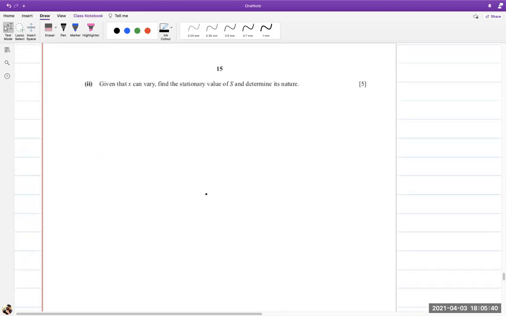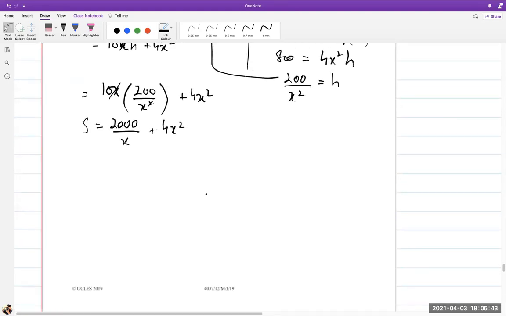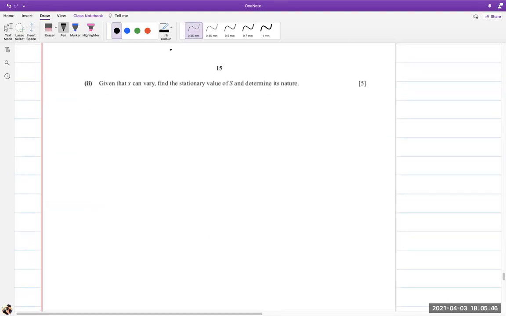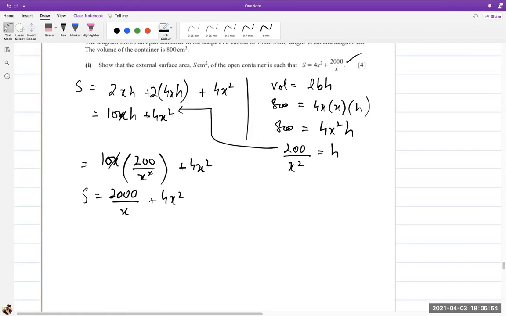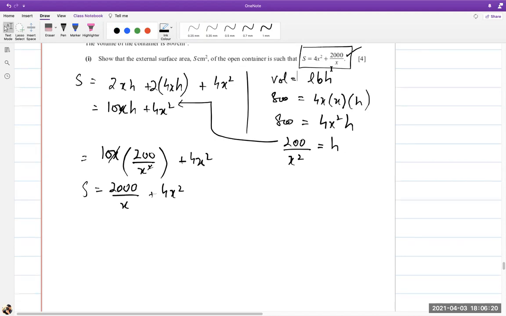Good. Given that x can vary, find the stationary value of s. At a stationary value, its derivative is 0. So I will find ds by dx and set it equal to 0. Let me see what s is: 2000 over x plus 4x squared. Let's suppose you're somebody who is unable to solve this question. Then take this value and use it in the next part if it asks you. In such show-that questions, they give the value so that you can use it if your answer goes wrong. Okay, or you can do this, or integrate whatever answer you got, but it would be better that you differentiate this, and that's what I would advise.